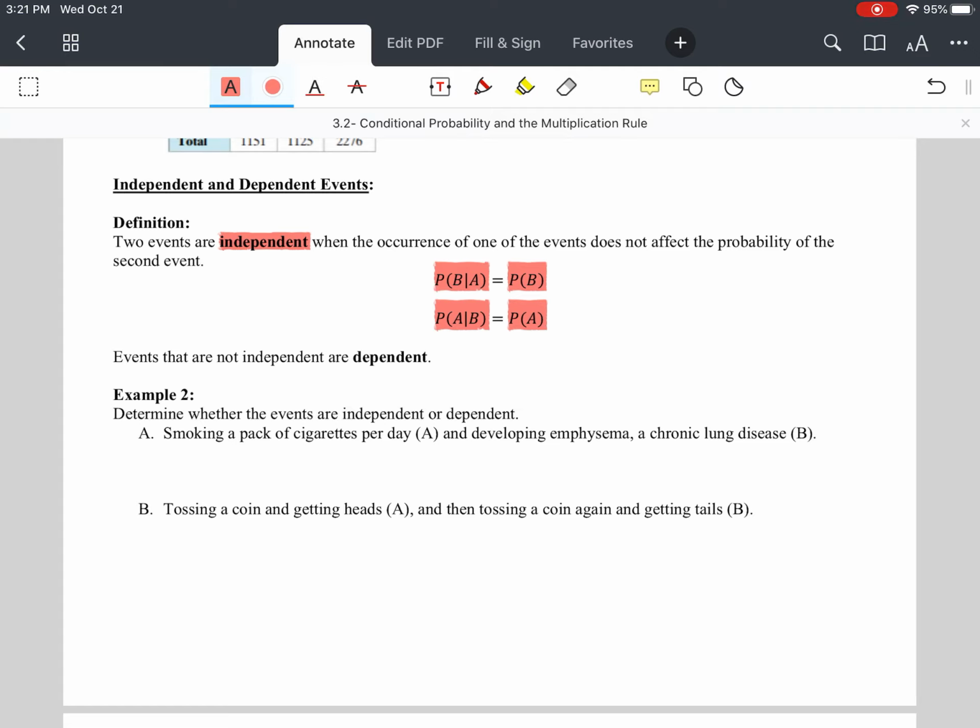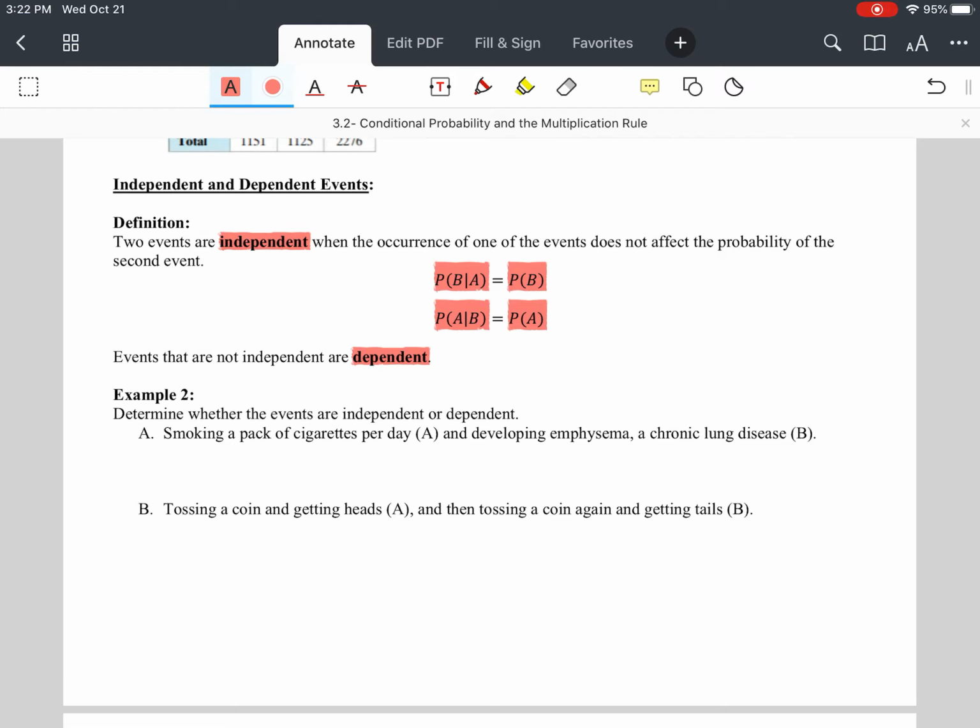So as long as they're independent, we can say that the probability of B given A is equal to the probability of B, and the probability of A given B is equal to the probability of A. And we're going to use this in a little bit when we talk about some of the other definitions. Events that are not independent are considered to be dependent.